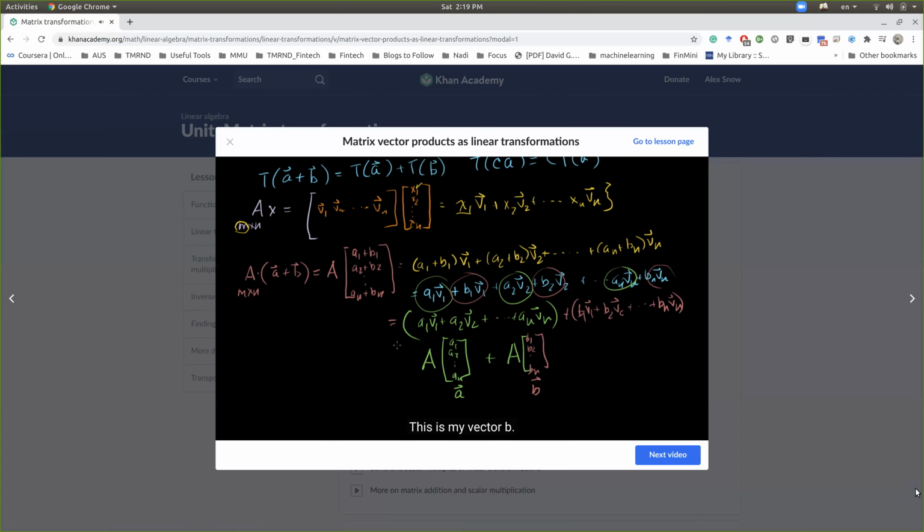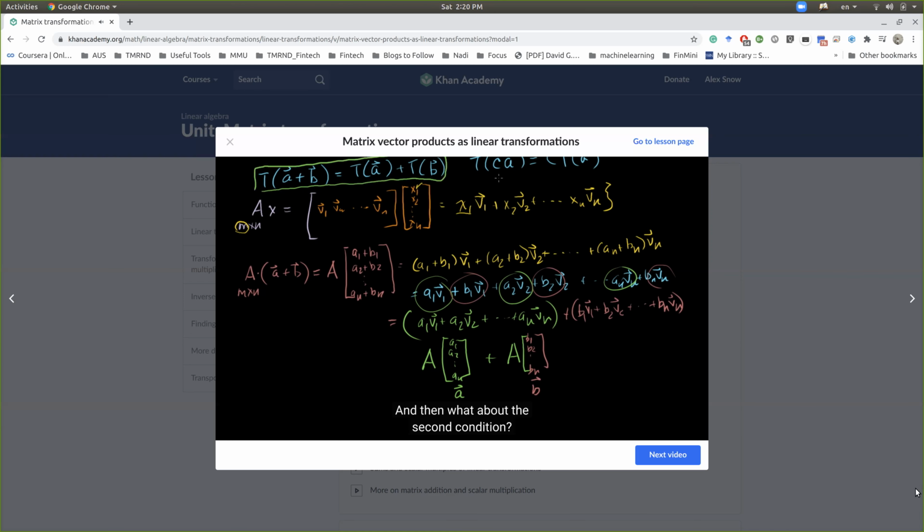So we just showed that if I add my two vectors a and b and then multiply by the matrix, it's completely equivalent to multiplying each of the vectors times the matrix first and then adding them up. And this is for an m by n matrix. So we've now satisfied this first condition right there.